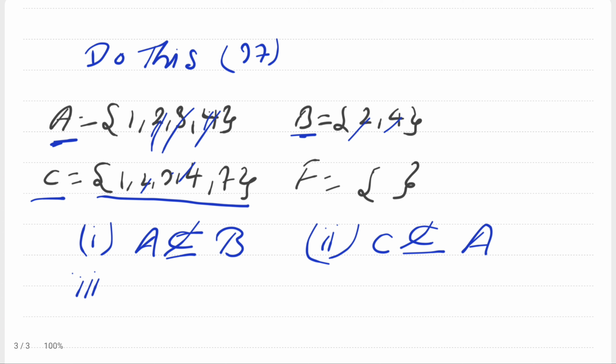Okay, question number 3, let's see. Question number 3 is about B and A: whatever the element in B, is it also in A? Yes, 2 and 4 are in A. So we can say that set B is a subset of A. Okay, is it clear? Like that we can complete this one.